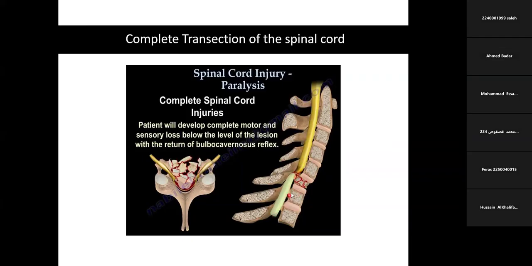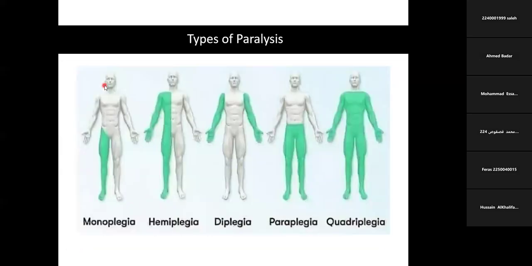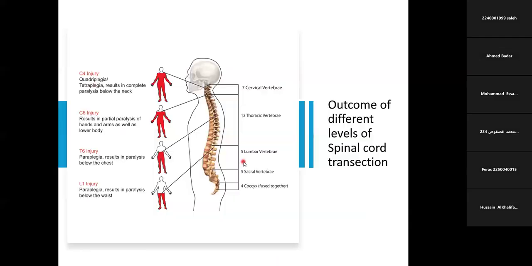Below this cut, all the functions will finish. Above this, all the functions will be normal. So it depends on which place. See this slide carefully. If it is here in the neck, the cervical vertebra, we have given the example of C4 injury. There will be quadriplegia. What is quadriplegia or tetraplegia? This is the diagram. All the four limbs have disappeared. That is why we have learned this diagram. So, quadriplegia, C4 injury, C6 injury, a little down, see, a little down.